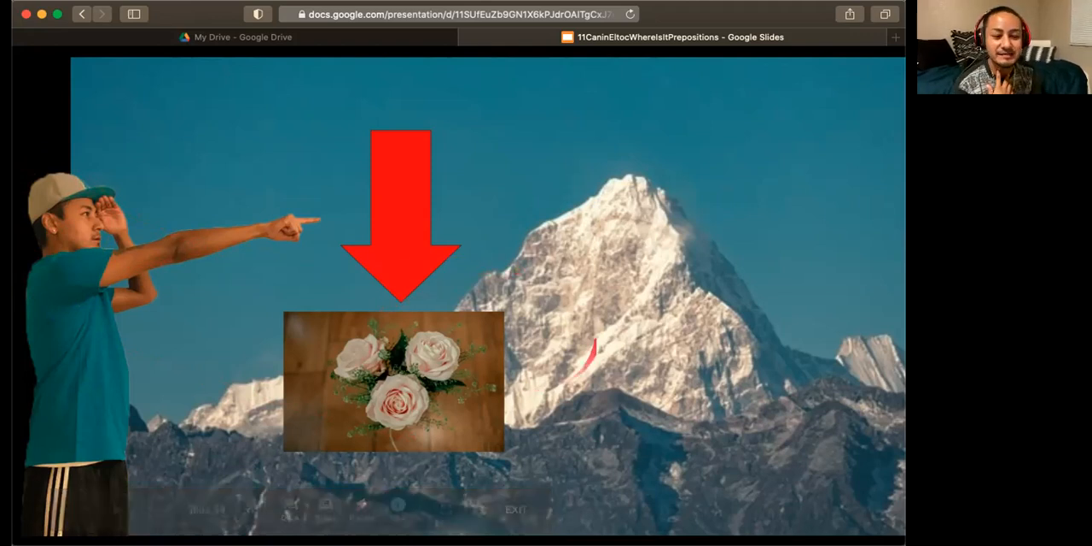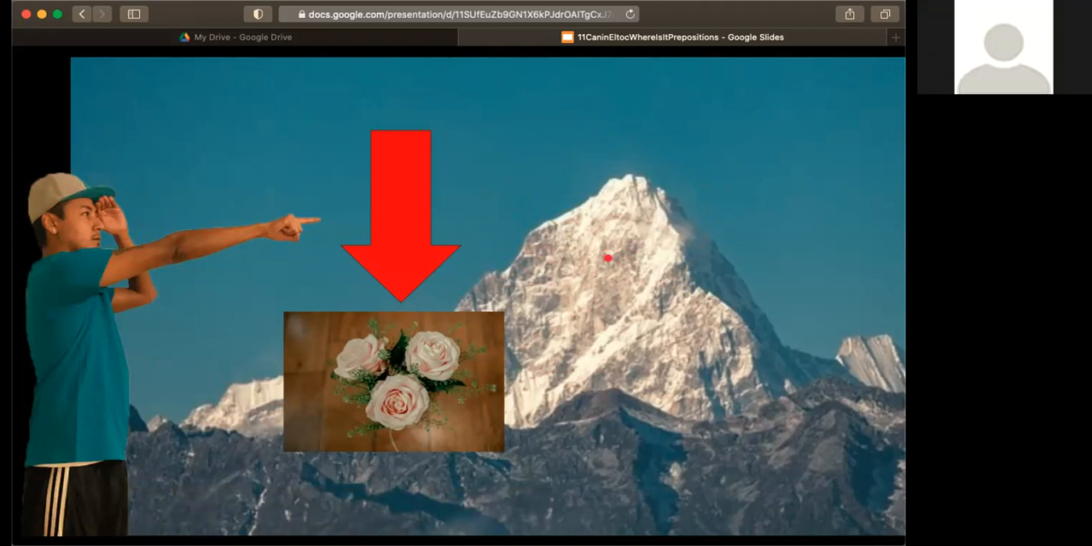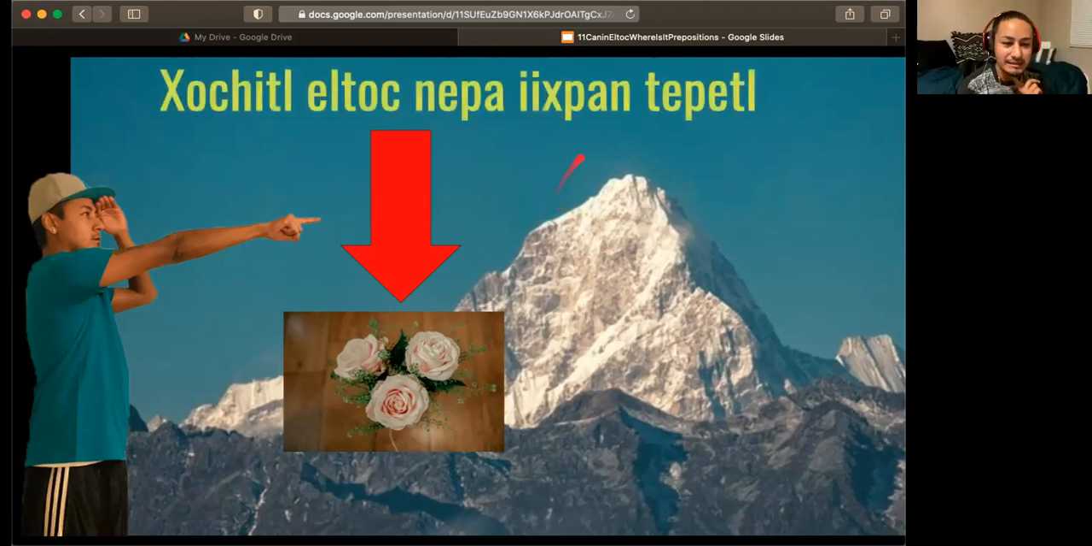Okay, because otherwise from our perspective, it's to the side, right? But from my picture's perspective, it's in front of. Or if you're talking in front of me, you could talk in relation to me, or you could talk in relation to the mountain. It really does depend on what you want to say. Can you say it about the mountain? Teixpan Tepetl. Teixpan Tepetl.